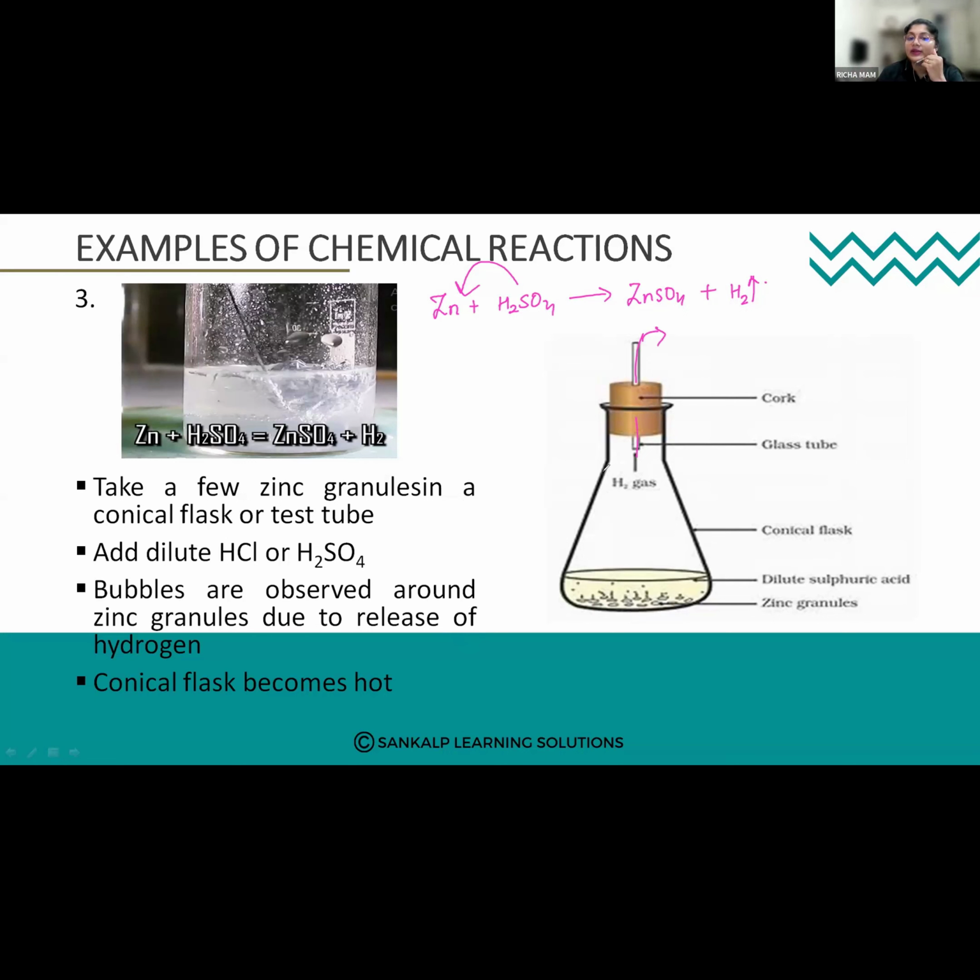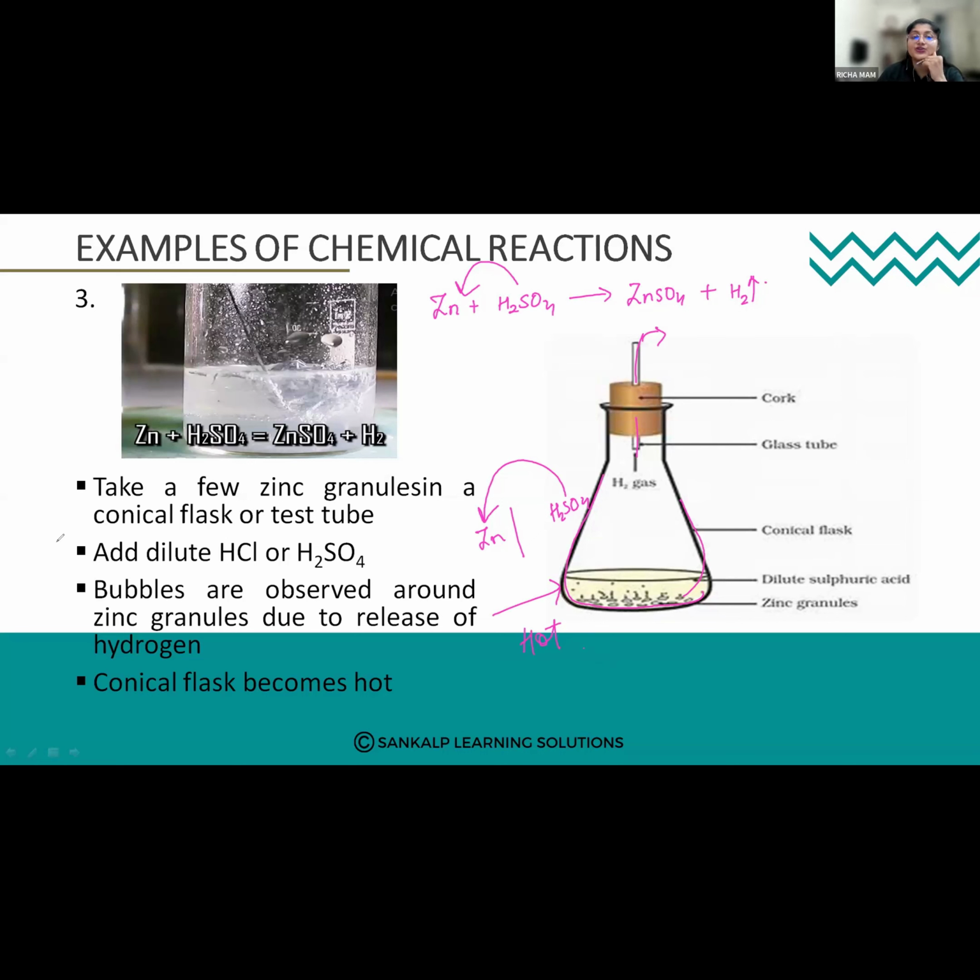And what will happen? You can see that there will be a temperature change. When zinc is separate and H2SO4 is separate, there won't be any temperature change. The moment you add H2SO4, there will be a change in temperature. If you hold the flask, it will become hot. So there is a chemical change which is occurring. So what is the chemical change? The chemical change is that there is an evolution of gas.